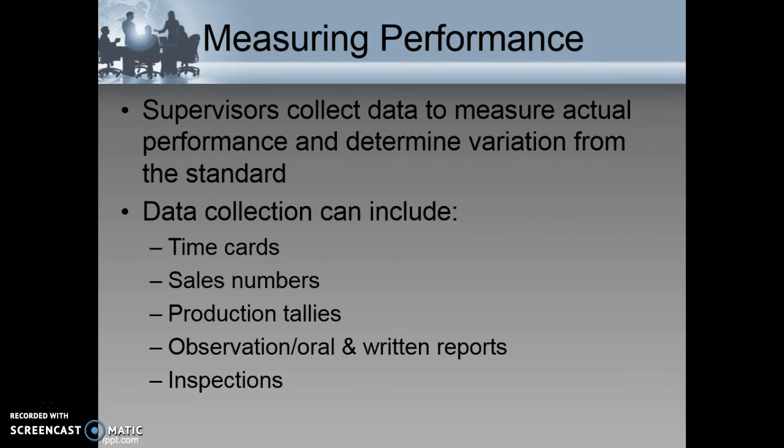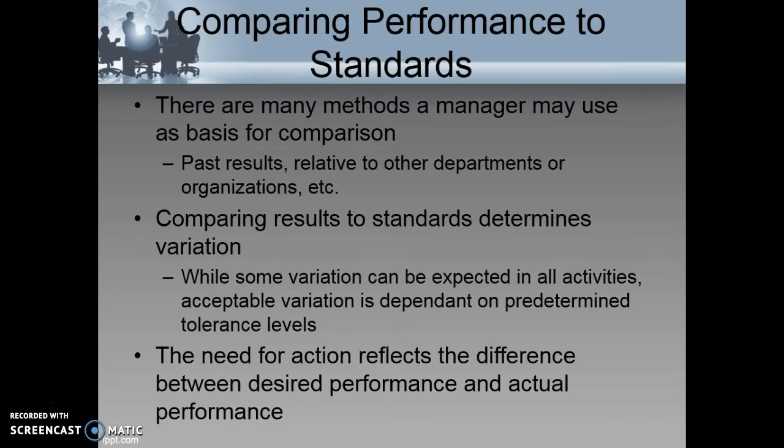So then we move to measuring the performance. Supervisors will collect data to measure actual performance and determine how much we deviate from the standards we set in the previous step. Our methods of data collection can be a variety. We can have things like time cards measuring how much time we're actually working, have sales numbers, production tallies, how much stuff we're actually producing. We can have verbal or oral observations and write reports about it. We can do inspections, right?